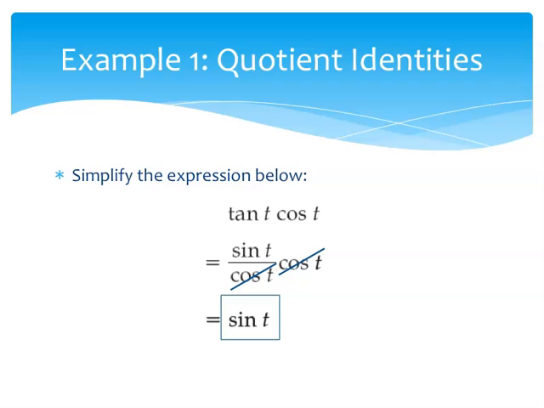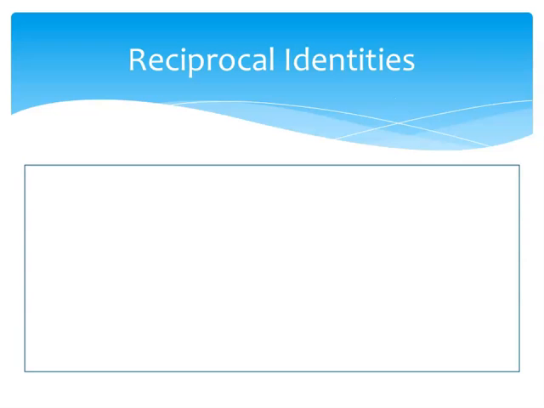The second set of identities are what we call the reciprocal identities. So these involve, as you might guess, the identities sine, cosine, and tangent are going to have reciprocal identities relating to their reciprocals, cosecant, secant, and cotangent. So sine of x is equal to 1 over cosecant of x. Cosine of x is equal to 1 over secant of x. Tangent of x is equal to 1 over cotangent of x.